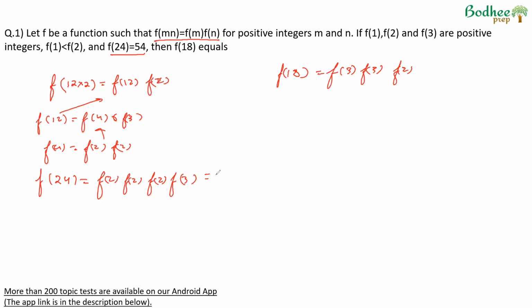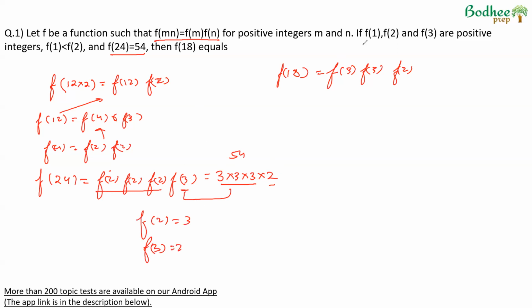If we break down 54, 54 can be written as 27 into 2. That is 3 into 3 into 3 into 2. This is what 54 is equal to. Now, if we compare these two sides, we can see that there are 3 f2s, there are 3 3s. There is one f3, there is one 2. And therefore, we can say f of 2 is equal to 3, whereas f of 3 is equal to 2.